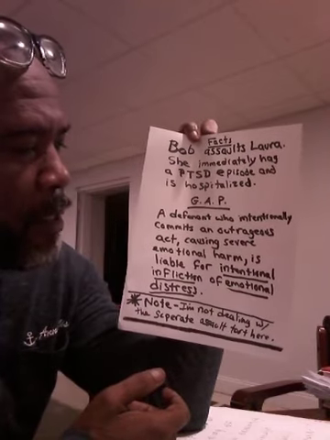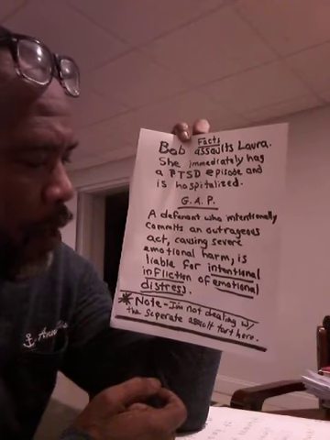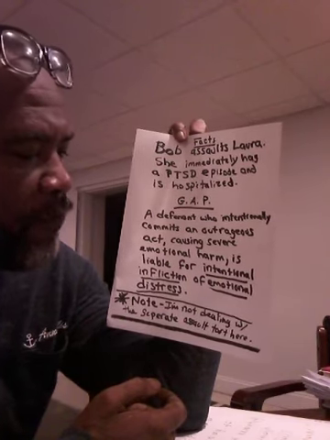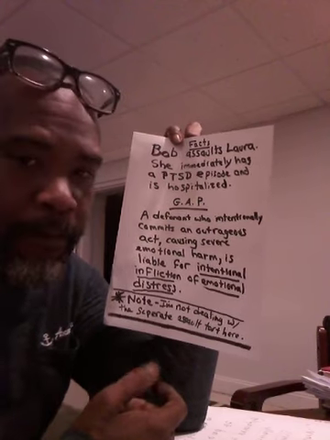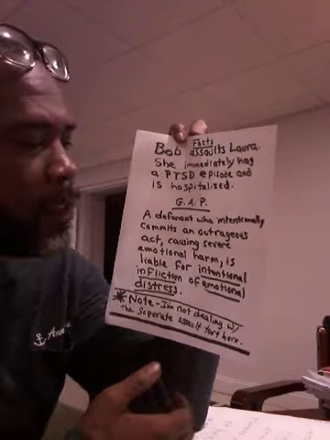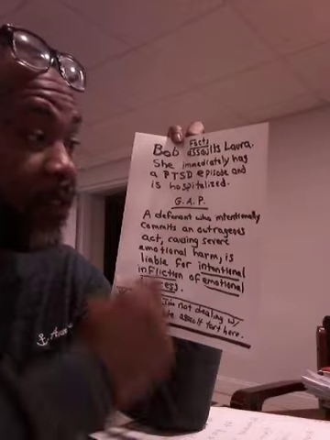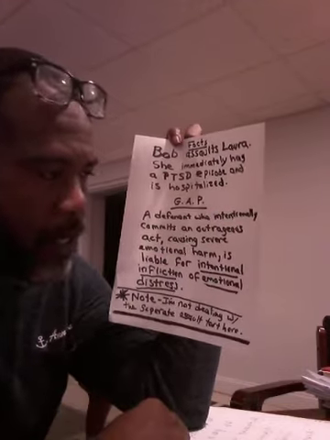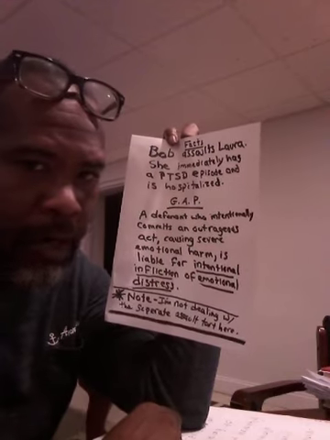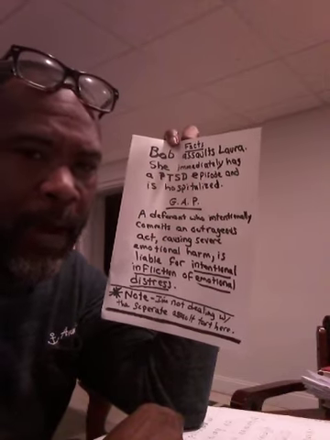So here, a defendant who intentionally commits an outrageous act causing severe emotional harm is liable for intentional infliction of emotional distress. So we've got a couple of elements here. Remember I said that rules should have elements. A defendant who intentionally commits an outrageous act, so we've got that. We've got the defendant intentionally, which is an act because it has to be intentional. We've got the outrageous act. And then we've got the result, which is severe emotional harm. So can we use that to characterize what Bob did to Laura? That is the question.